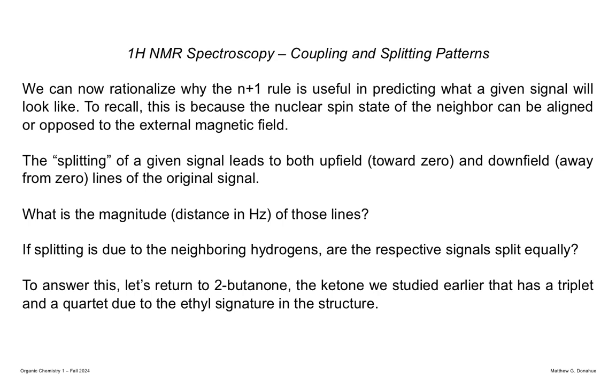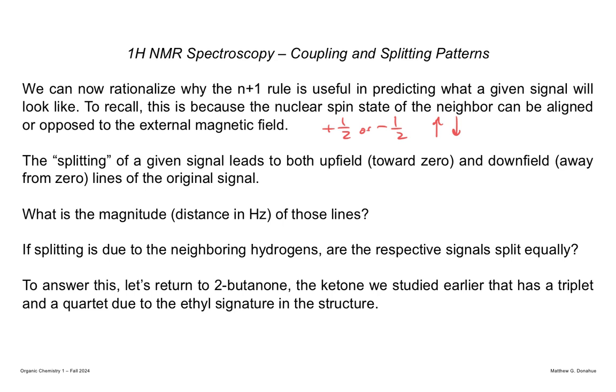So we can rationalize why the n+1 rule is useful in predicting what a given signal will look like. Again, recall that the nuclear spin state of the neighbor can be aligned or opposed with the magnetic field. So we were representing that as +1/2 or -1/2, or visually as an arrow up or down. So the splitting of the signal that you're looking at is due to both upfield, so that's towards 0, and downfield, away from 0 lines of the original signal.